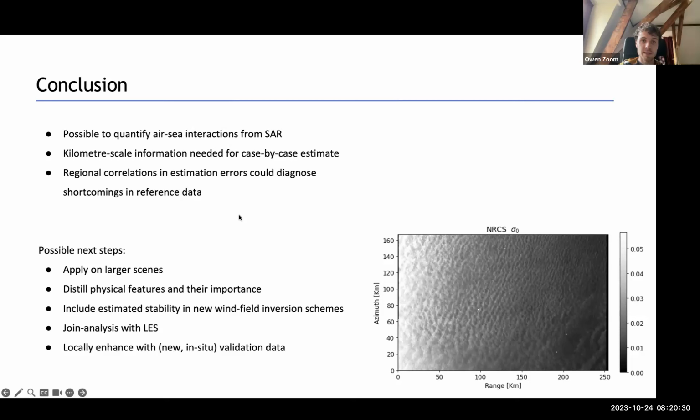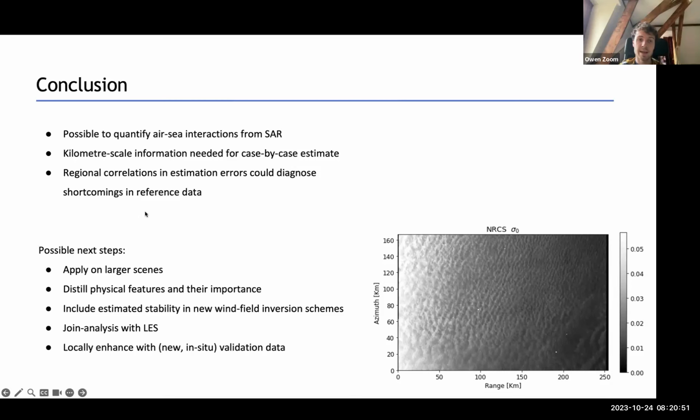I don't list it here, but also in results, we see that we are quite dependent on the viewing geometry of our system. So if we would have a system with a greater number of viewing geometries, that would be beneficial because of how the SAR image observes the ocean surface.